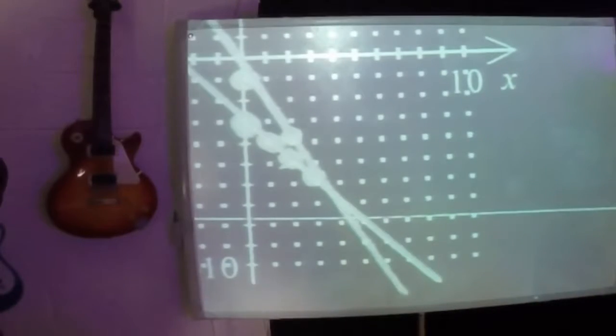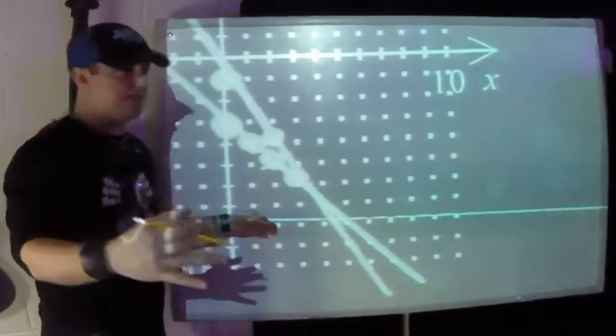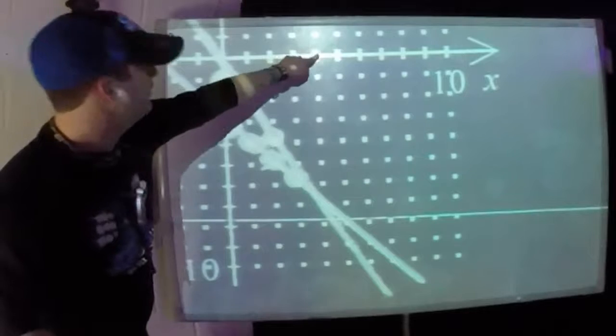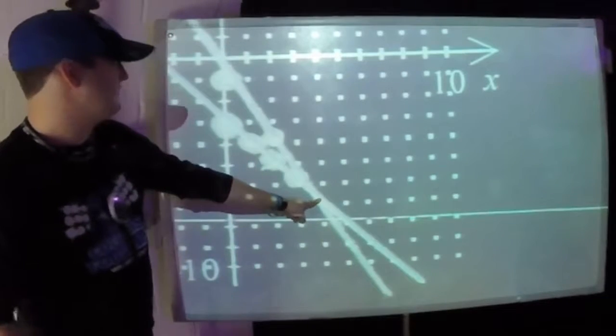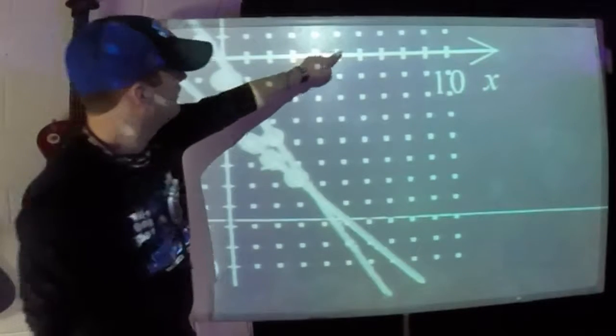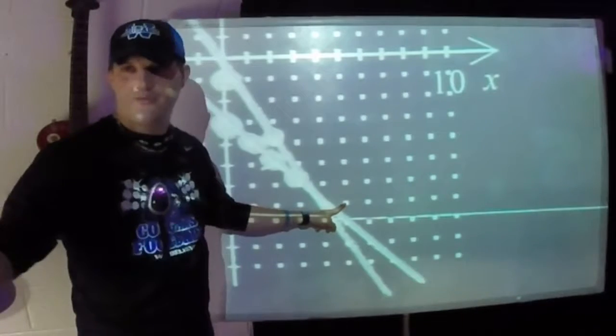This is the problem with graphing. 4, -7 and 5, -7. Okay, 1, 2, 3, 4. 4, -7. Yeah, I'm saying it's 4. We're gonna go with 4, -7.